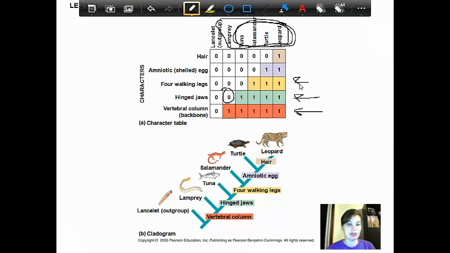That turns into a cladogram. So again, down here at the bottom, it shows the lancelet is the outgroup. And as we go up, we can see the derived characters and how they appeared in those different organisms in the cladogram.